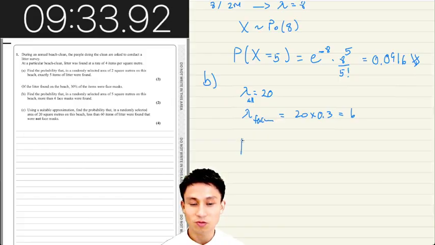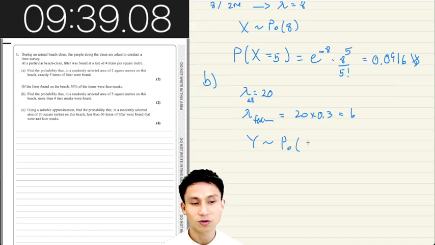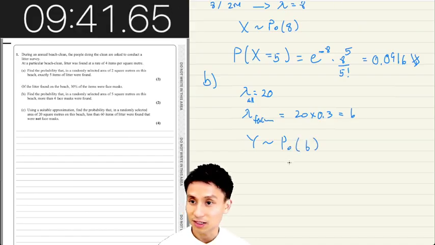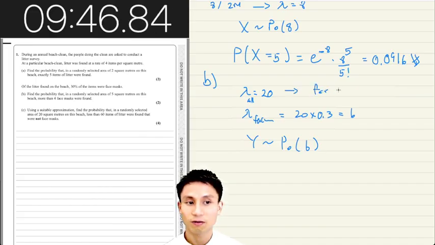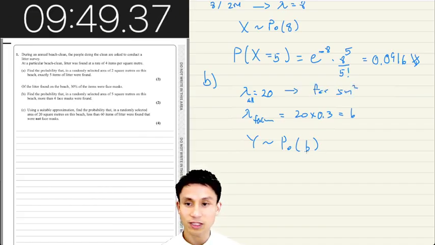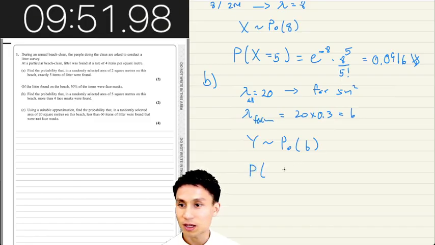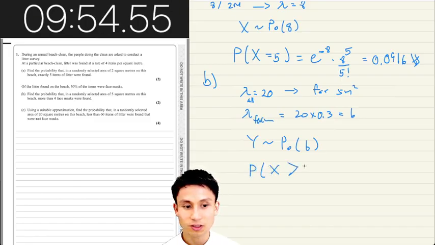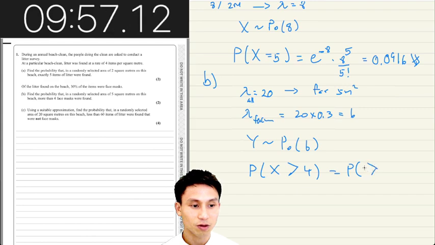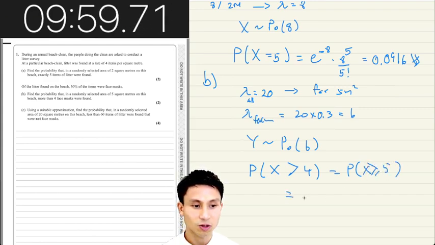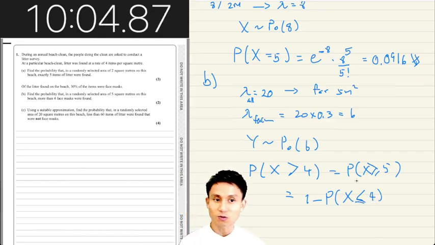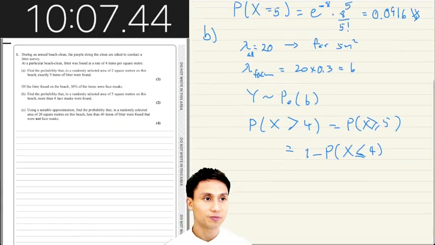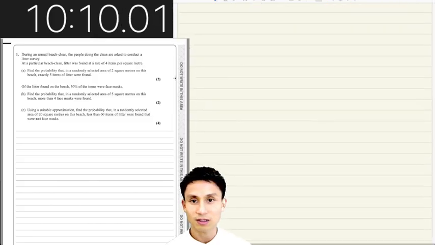So here we're going to do Y instead of X, Poisson with lambda being 6 instead. This is for 5 square meters already, so we're going to use 6 here. And that would be P of more than 4, which is the same as P of greater than or equal to 5. So that would be 1 minus P(X less than or equal to 4), because you've got to make it an equal sign in order to find it in the table. So just got to be careful with that.